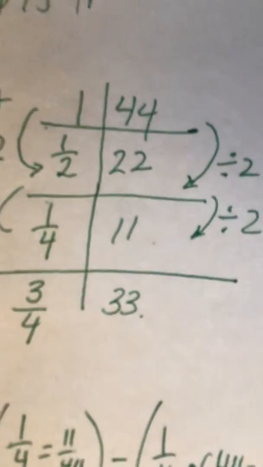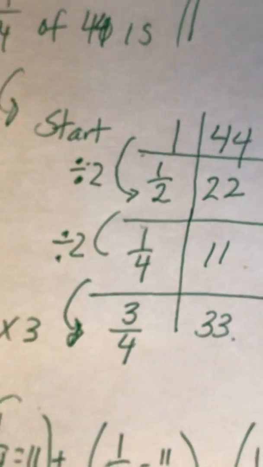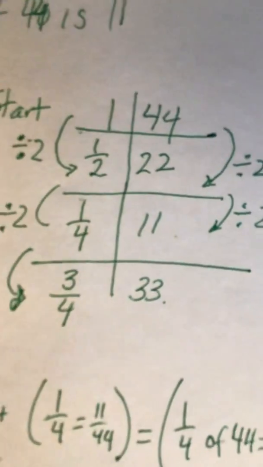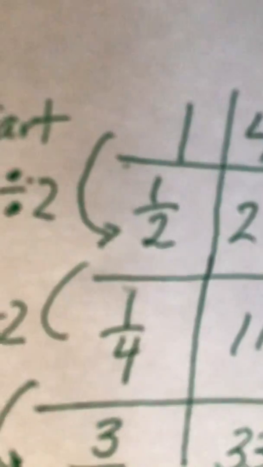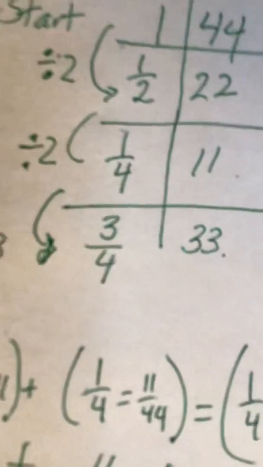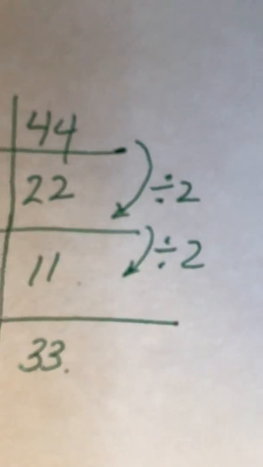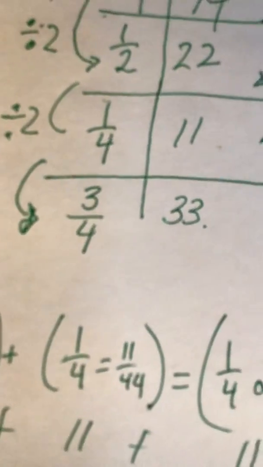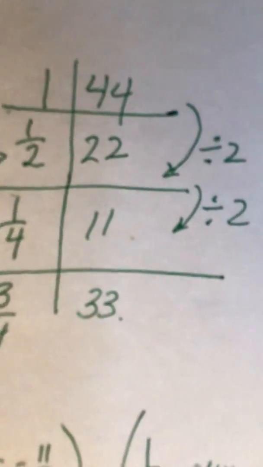And we know if we're looking for 1/4 of 44, we know 1 is equal to 44. If we divide it by 2, we get 1/2. Divide 44 by 2, we get 22. This should be familiar. If we divide 1/2 in 1/2, my friends, we get 1/4. If I divide 22 by 2, we get 11. The answer is then 11.